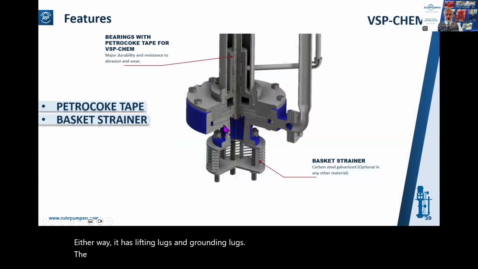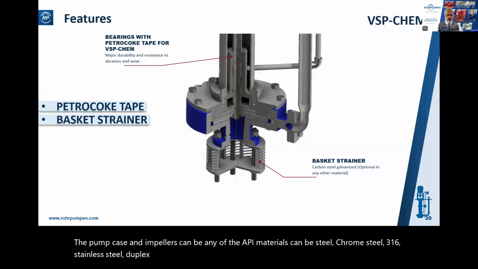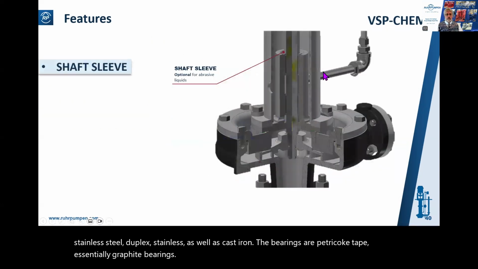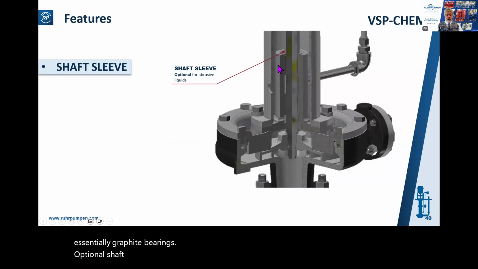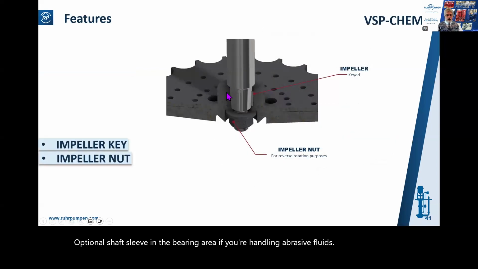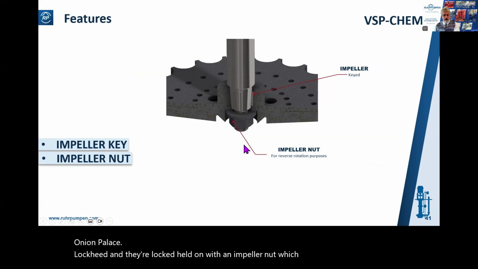The pump case and impellers can be any of the API materials. It can be steel, chrome steel, 316 stainless steel, duplex stainless, as well as cast iron. The bearings are petrocoke tape, essentially graphite bearings. Optional shaft sleeve in the bearing area if you're handling abrasive fluids. And the impellers are lock-keyed and they're held on with an impeller nut, which is locked against accidental reverse rotation.